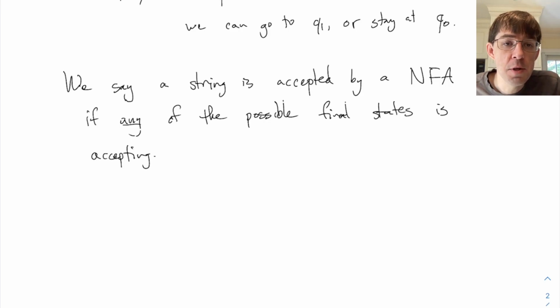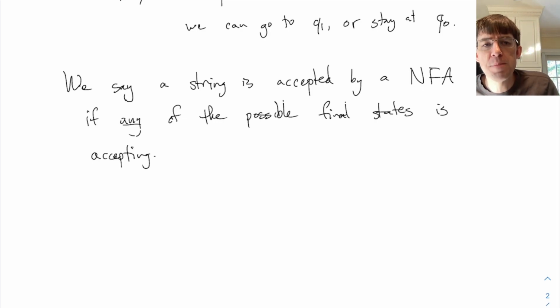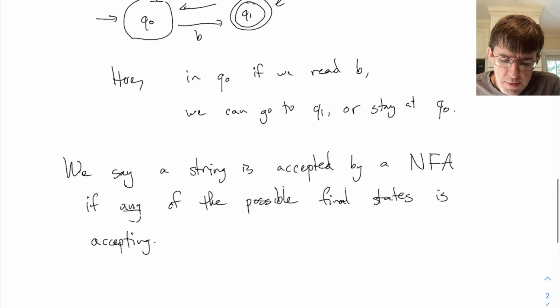For a given string in an NFA, there are many different ways that you could run it through the diagram. This is what makes NFAs slightly more complicated to tell if a string is accepted or not, because you really need to consider all possible trips through the diagram following that string. It's accepted if any of the possible final states is accepting.